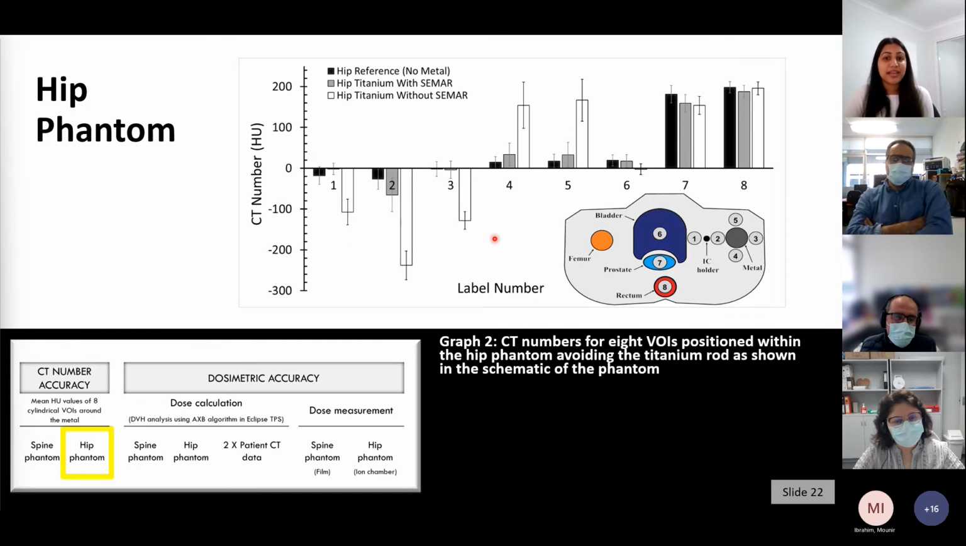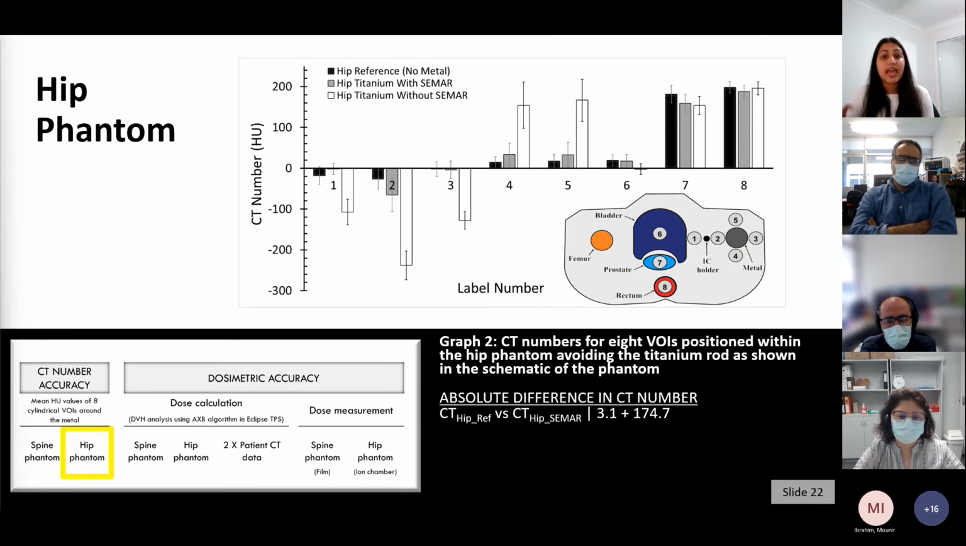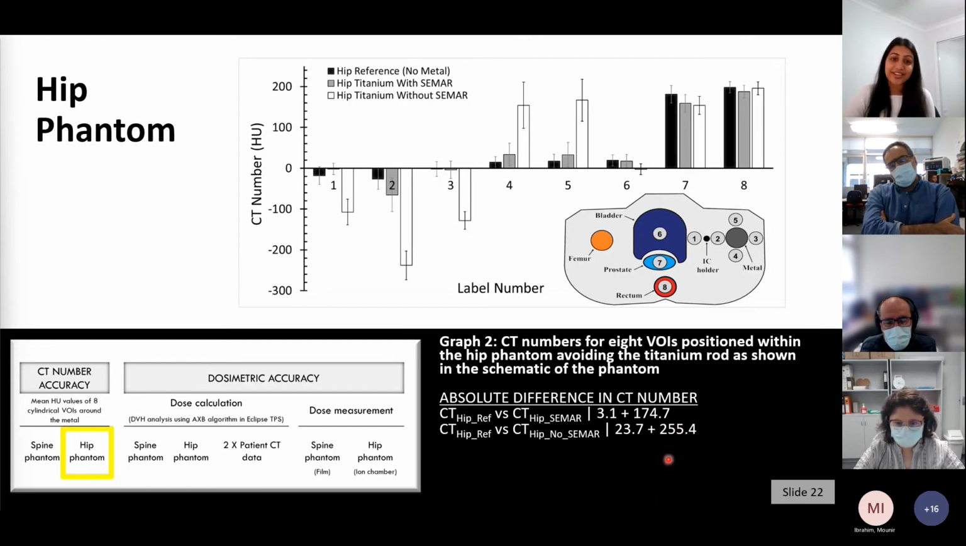And similarly for the hip phantom, shown here is the graph of the CT numbers for 8 volumes of interest positioned within the hip phantom, avoiding the titanium rod shown in gray in the schematic here. And here, the absolute mean CT number difference between the reference and the one with SEMAR was 3.1, while that between the reference and no SEMAR was 23.7.